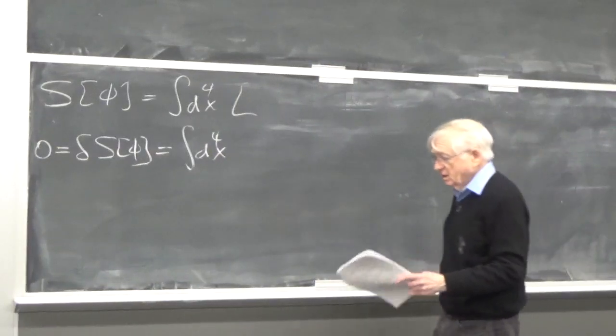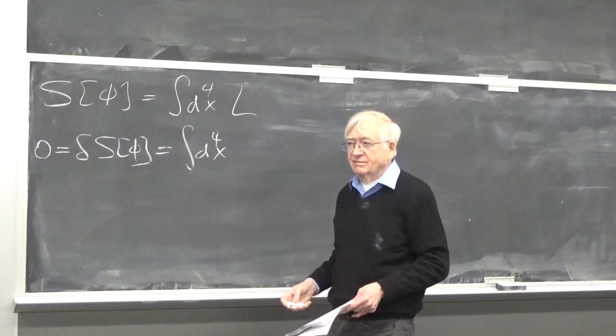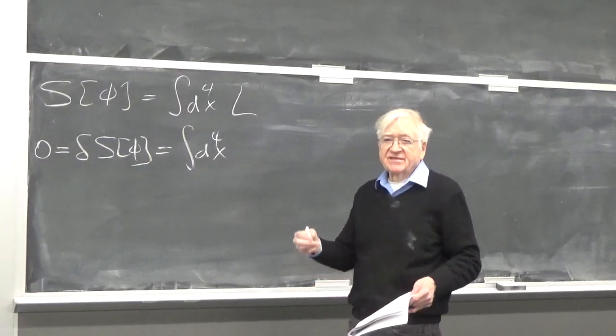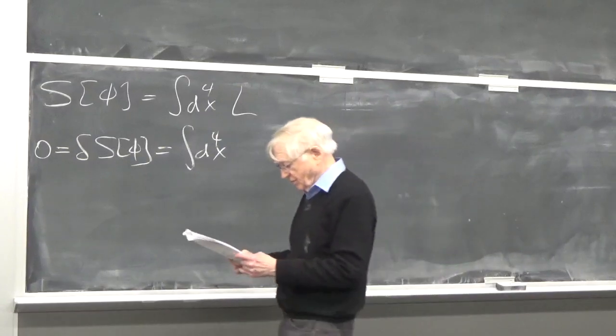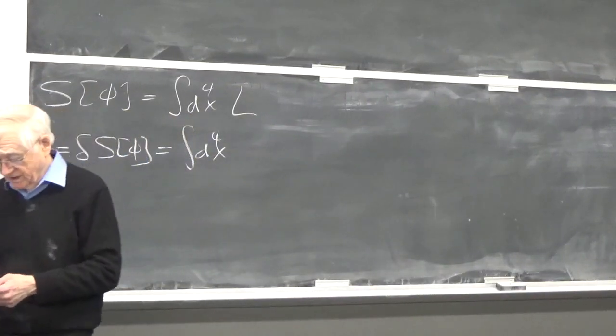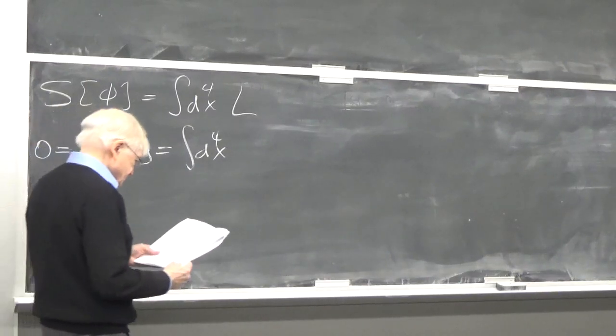And we can consider local variations. It's easiest to think of these as local variations because then you don't have to worry about any surface terms and you can partially integrate, or integrate by parts, and drop all the surface terms.